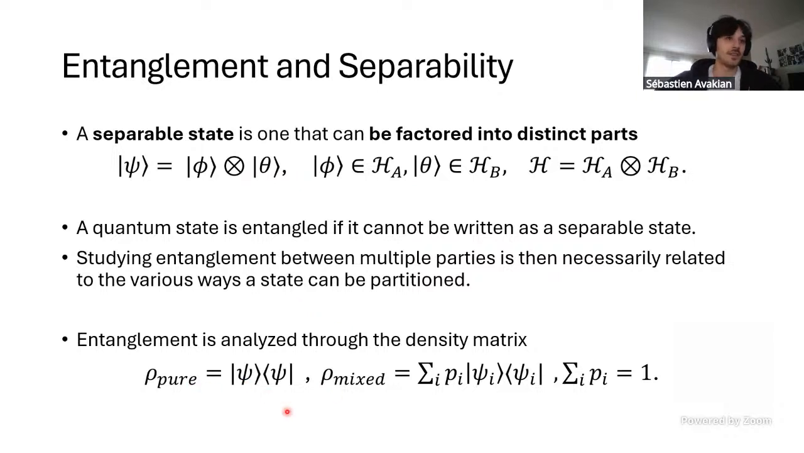And so, just as I've already alluded to, typically we study entanglement through the density matrix. So for nomenclature purposes, this is what we call a pure state. It's just the bra-ket version, like so. And we can then mix our states together to get a classical mixture as we sum over some p_i that form a probability distribution.